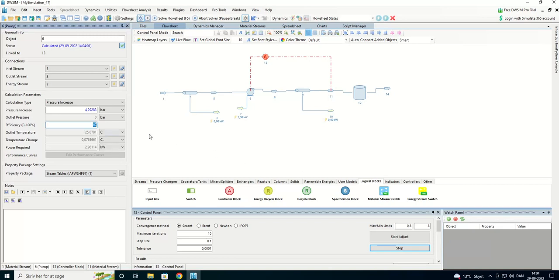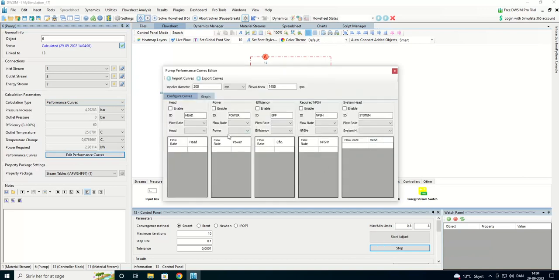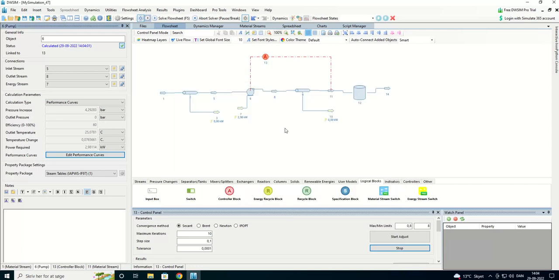So DWSim has some curves we can edit and put in, and if we have an actual pump, we can put in the head, the power consumption, the efficiency, the NPSH, so we can avoid cavitation in the pump and so on. But this is just the raw calculation, what's needed based on the efficiency here.